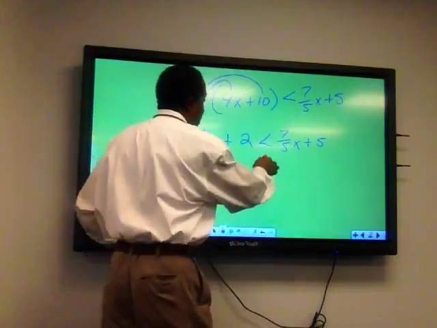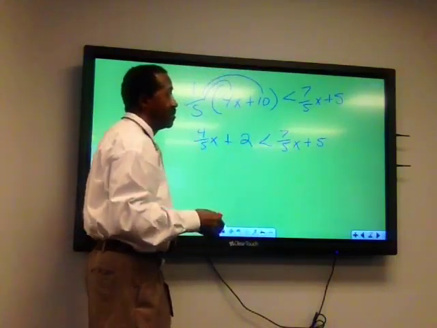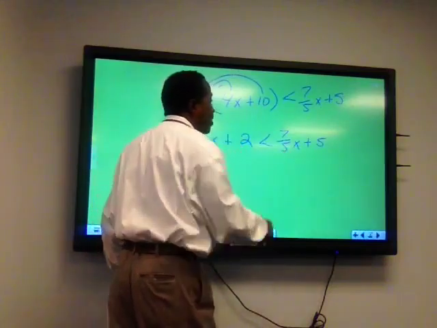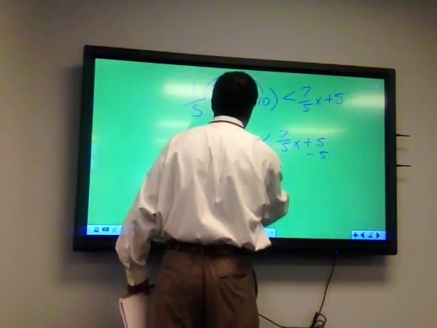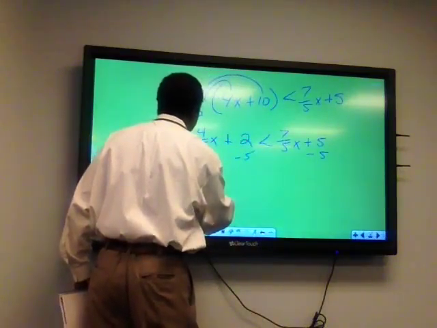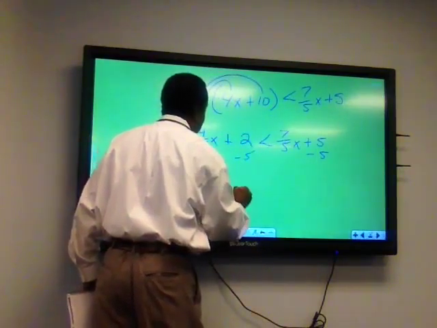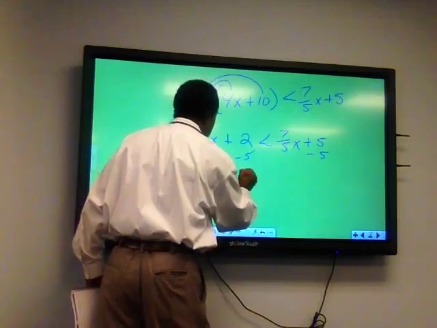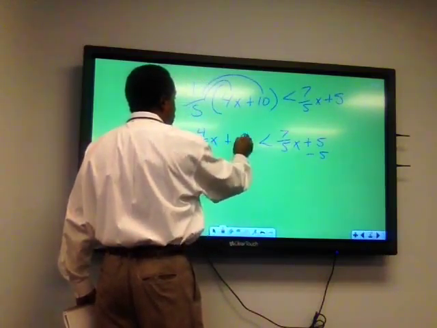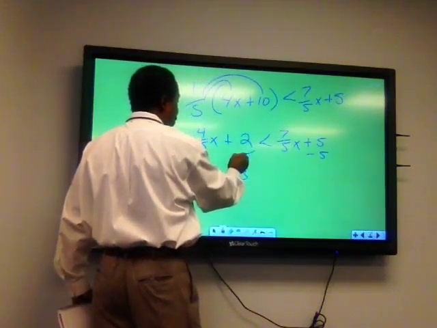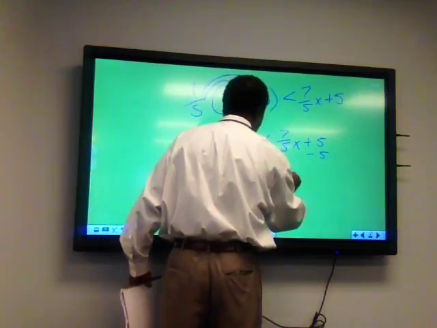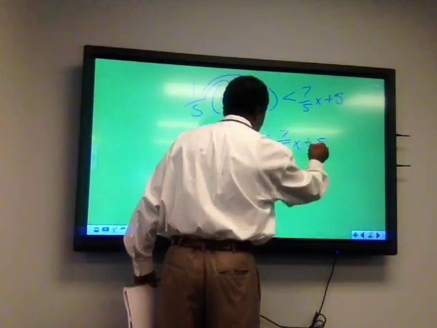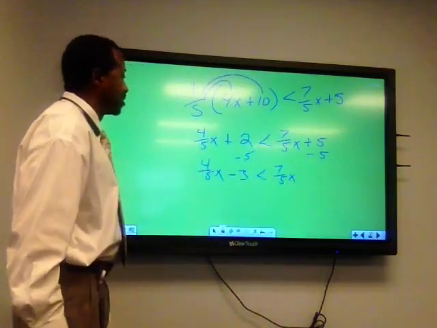So 4/5 is less than this one, so I'm going to put 4/5 on this side. But first, I'm going to subtract 5 from this side. That's going to give me 4/5x minus 3, because 5 is larger, so 2 from 5 is 3. Bring down this negative sign, is less than 7/5x. My 5's cancel.